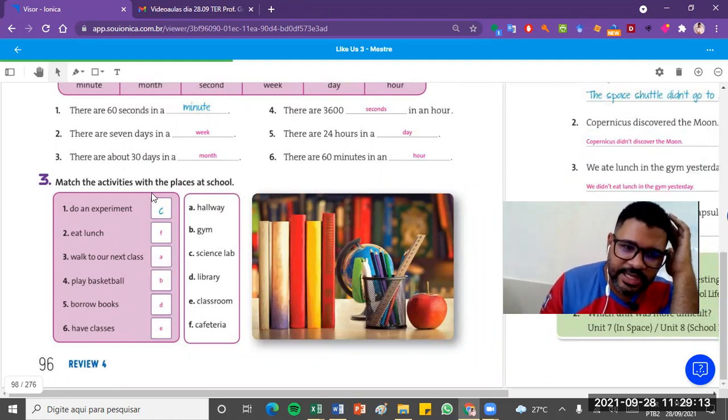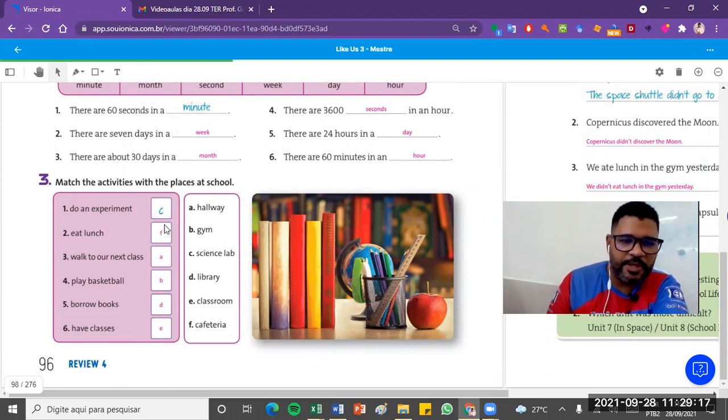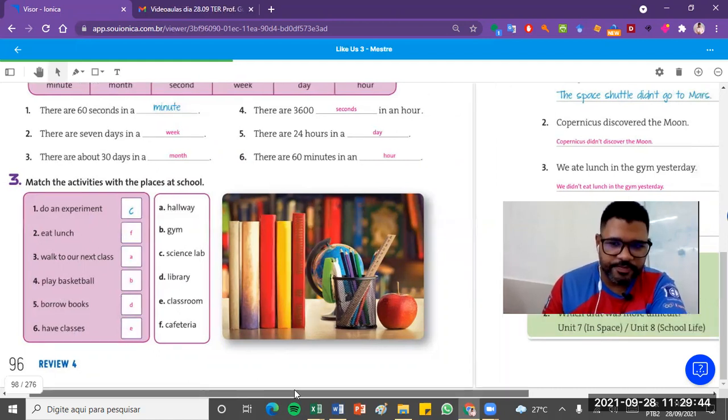Match the activities to the places. So, do an experiment. Onde a gente faz o experimento? Science lab. Onde a gente come o almoço? Eat lunch. F, cafeteria. Walk to our next class. A, hallway. Play basketball. B, gym. Borrow books. D, library. Have classes. Classroom.